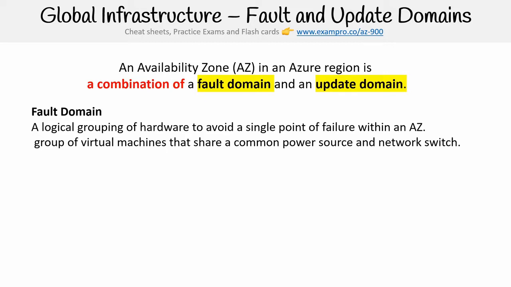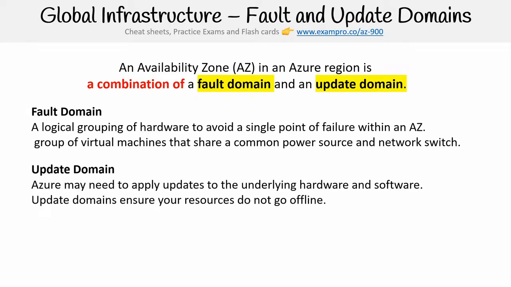So let's say there's a fire within the data center in one particular region, it won't affect other hardware that is running. Then you have update domains. This is when Azure needs to apply updates to the underlying hardware and software. But because Azure is updating them, it takes these machines offline. So the idea is that if you run your workloads in another update domain, neither domain will be updated at the exact same time, and that way you won't have downtime because of updates.